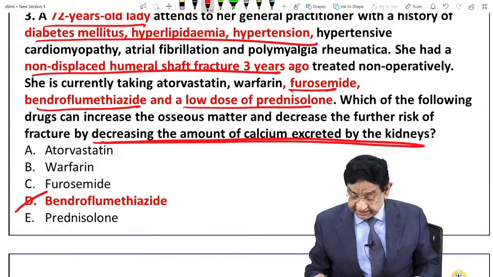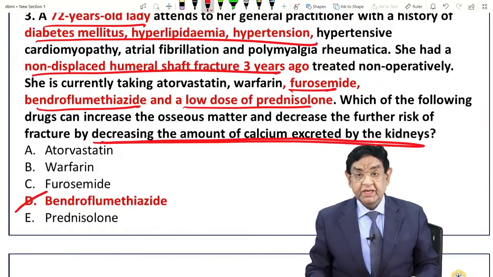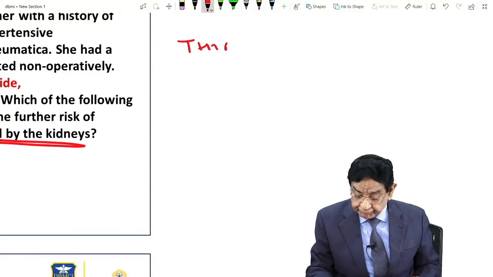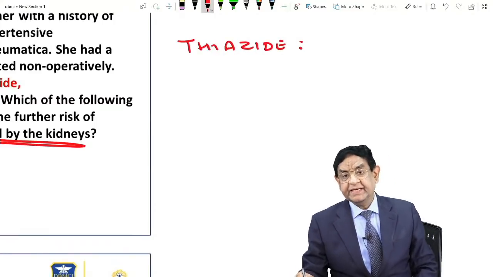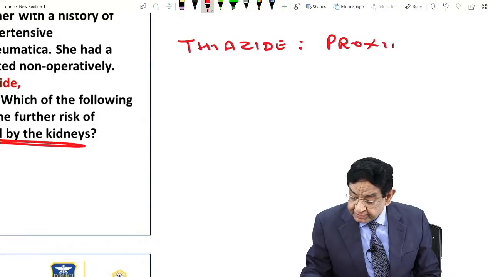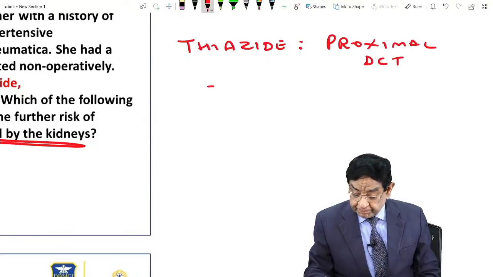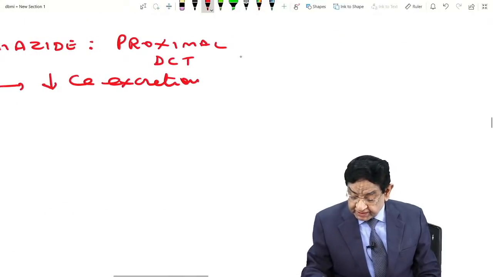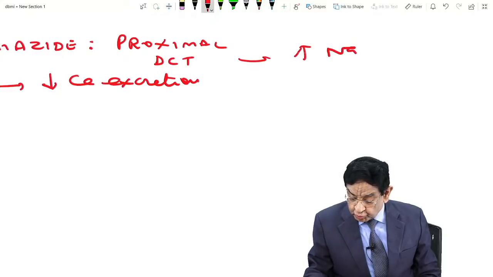Answer is thiazide. Now, thiazide. What we know, they act at what? They act in the proximal part of the DCT, but they cause reduced calcium excretion. Of course, they do cause increased sodium and water loss.